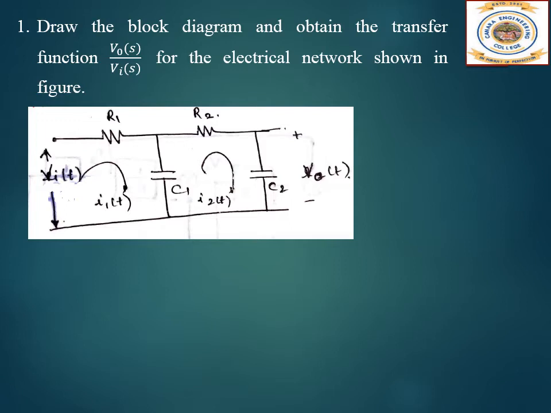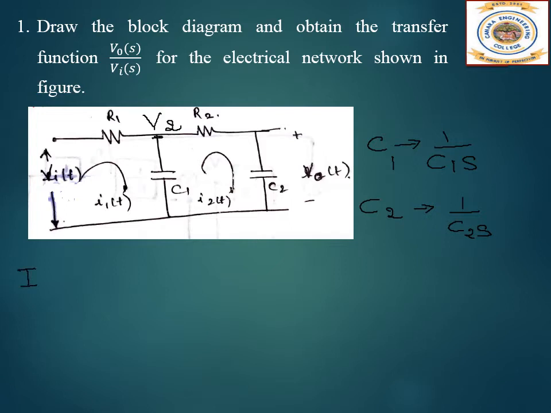Here C1 in the Laplace domain will be 1 by C1S and C2 will be 1 by C2S. That is what we are considering, and we are writing the equations. Vi of S is the input, and this is V naught of S. Here we have to consider another node voltage V2. This is I1. I will be writing the equations in the Laplace domain.